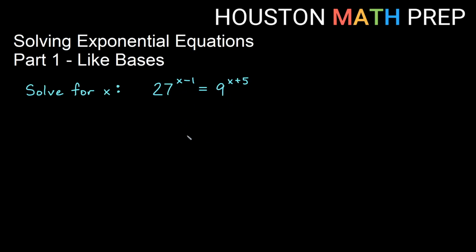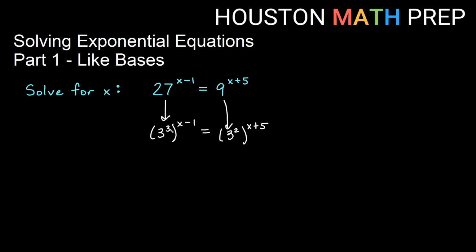And if you look at 9 and 27 for a second, you might realize that these are both powers of 3. If you think 27 as a power of 3, that's actually 3 cubed. 3 to the third power is 27. So this side will be 3 to the third to the x minus 1. And this side here, thinking of 9 as a power of 3, that will be 3 squared, and then to the power x plus 5.